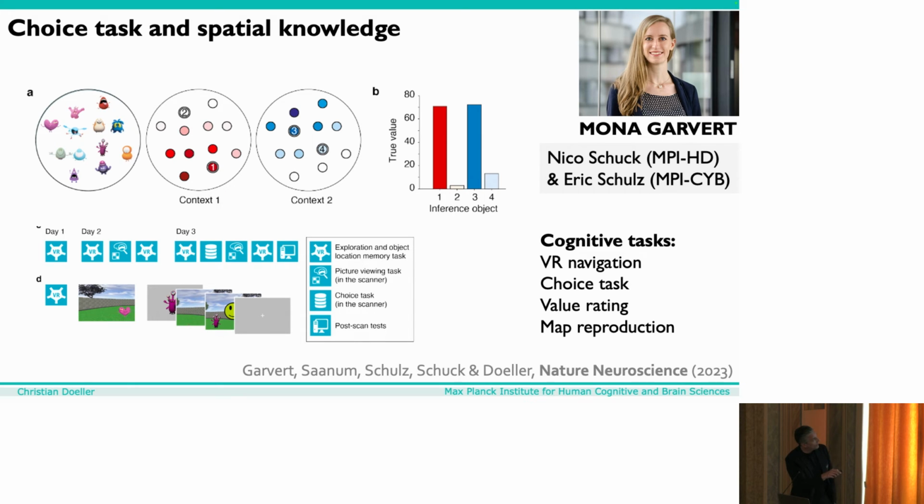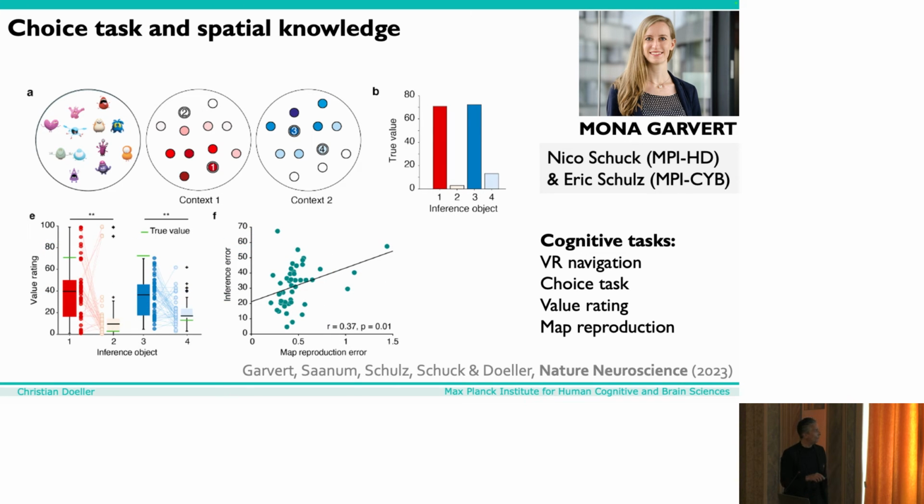And we have 2 different contexts. In context 1, it's those objects which are rewarded. In context 2, it's those objects which are rewarded. Critically, we also have 4 so-called inference objects, 1, 2, 3, and 4. Those are objects which are never rewarded, but we would predict that object 1 would be associated with a high reward because it was originally learned in spatial proximity to other highly rewarded objects, compared to object 2. And the same holds for object 3 versus object 4.